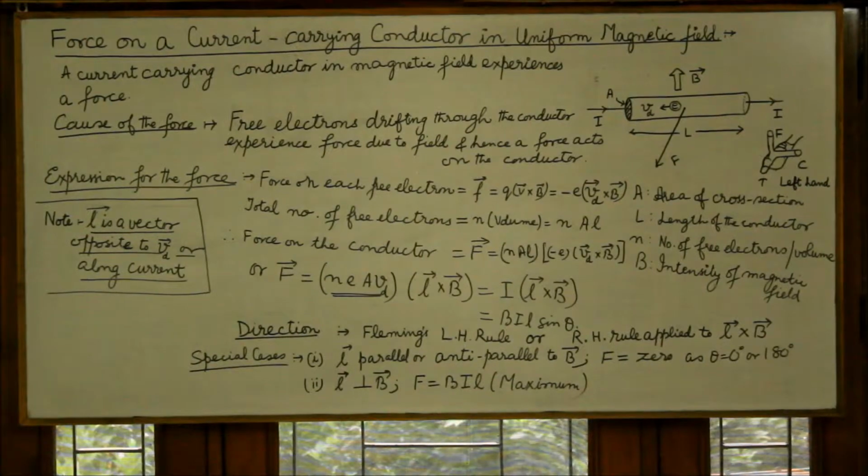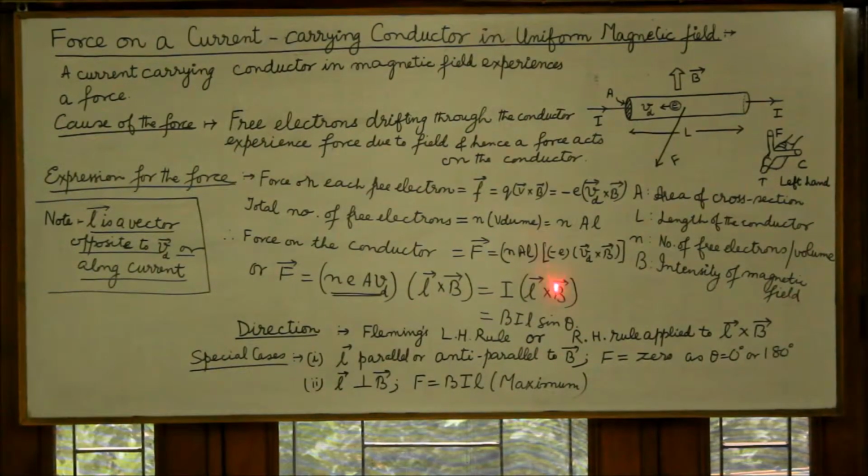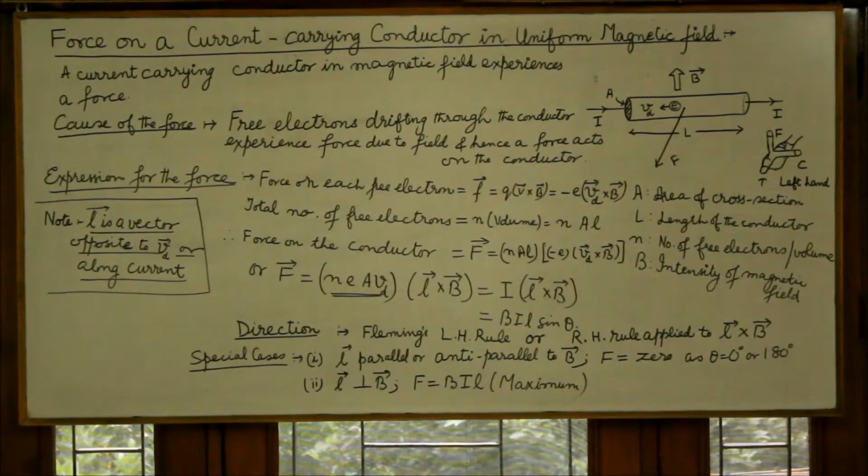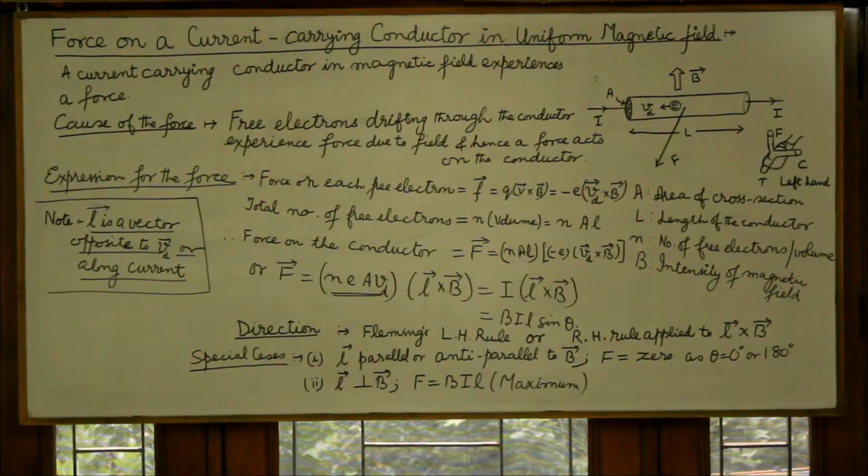For the purpose, we go back to this conductor in which we are taking N as the number density of free electrons, that is number of free electrons per unit volume. L, as said earlier, is length of the conductor, A is area of cross section of the conductor, and B is intensity of the magnetic field. Vd, as usual, denotes the drift velocity of the electrons. Since the current is towards right, the electrons will drift in the left direction, that is against the direction of the current.